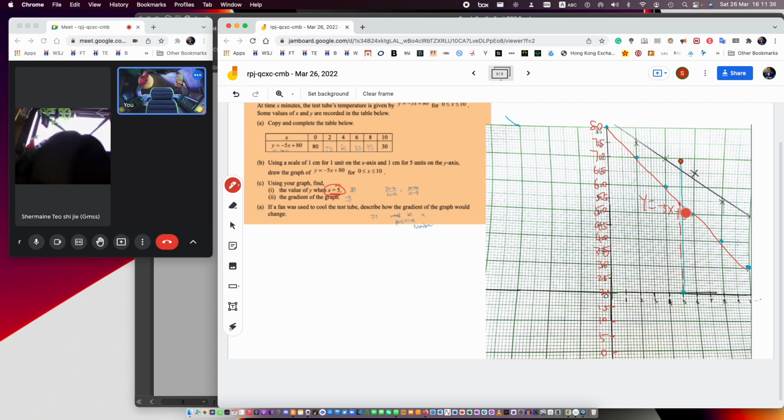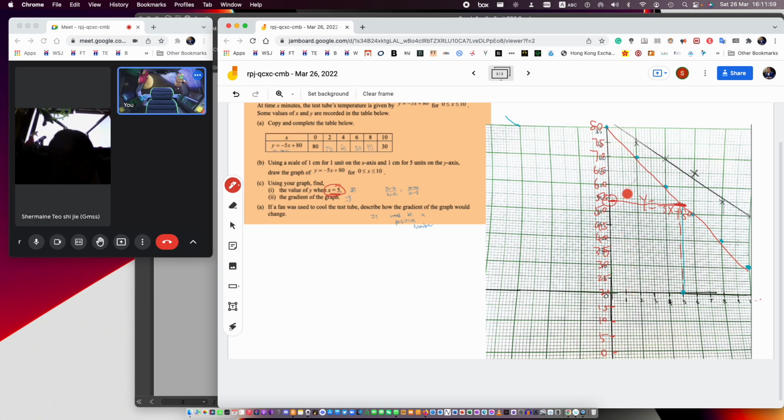Wait. You hit the graph here already. Can you see or not? Yeah. So once you hit here, you don't go beyond. Once you hit here, you just read the number. Just go horizontally and read this number. In this case, it's 54, right?